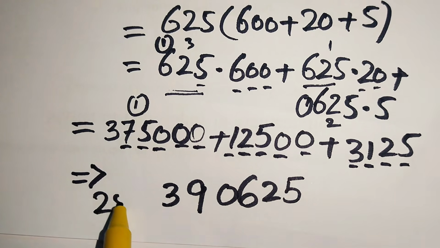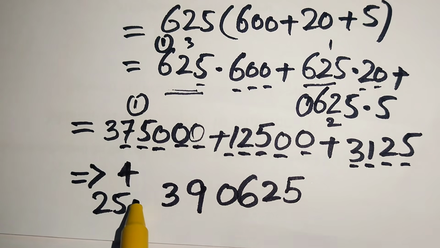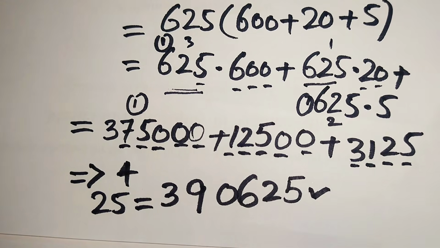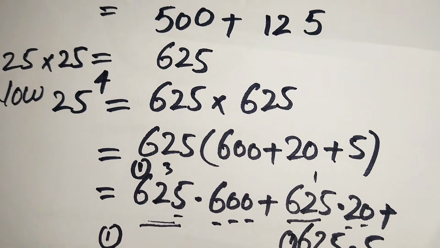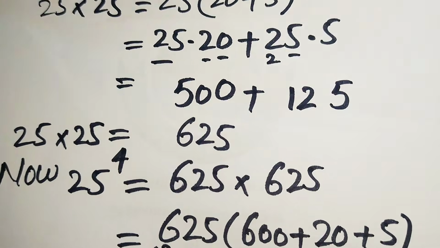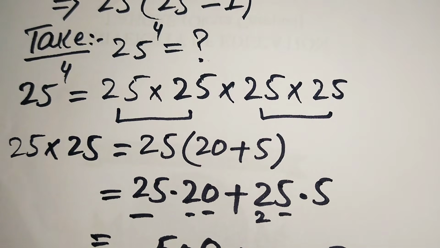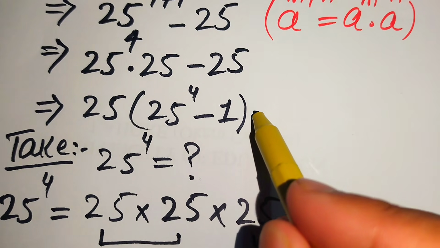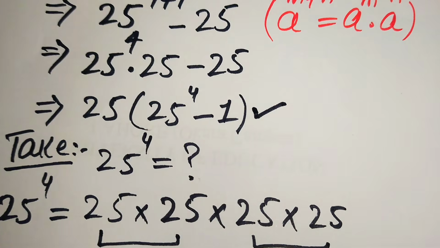So we obtain the value of 25 to the power of 4 is equal to this one. And now we move backward and we substitute this value of 25 to the power of 4 in this equation. Okay, we substitute it here in the start of the problem.